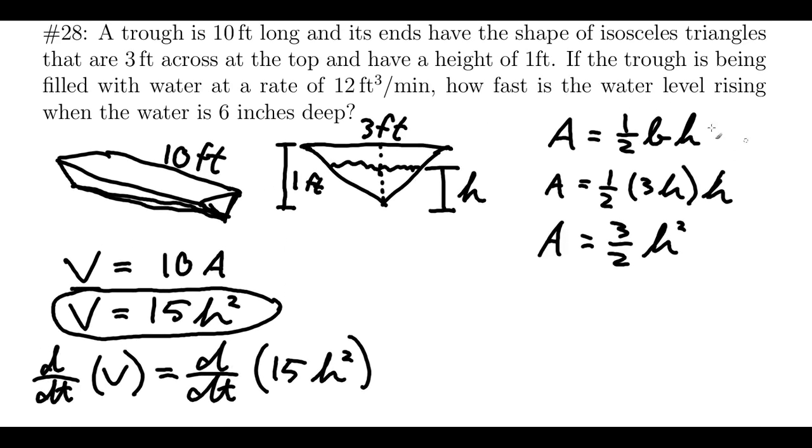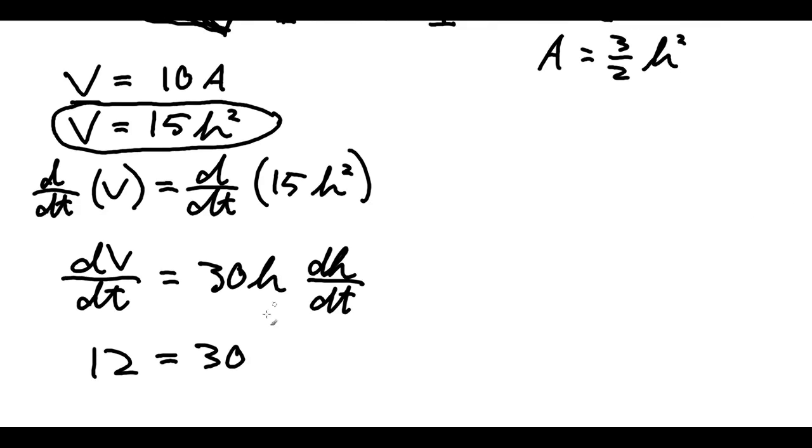We are asked how fast the water level is rising when the water is 6 inches deep. Now, we're measuring all of our distances in feet here, so 6 inches is half of a foot. That's telling us that our height is currently 1/2 of a foot. And we're asked how fast the water level is rising, so that is a rate of change of the height. The dh by dt is unknown, and it is in fact what we are looking for.